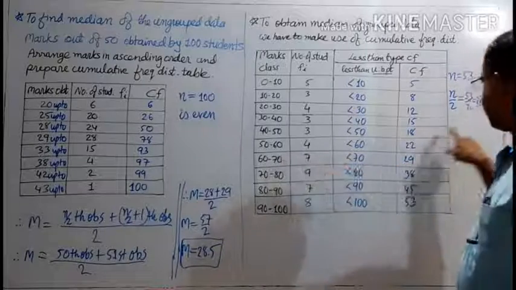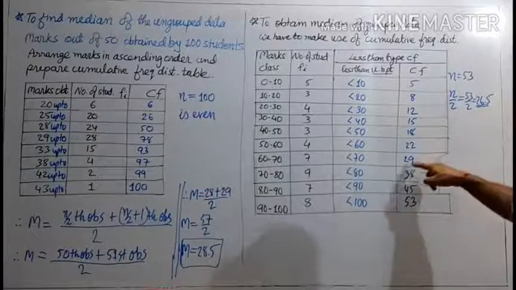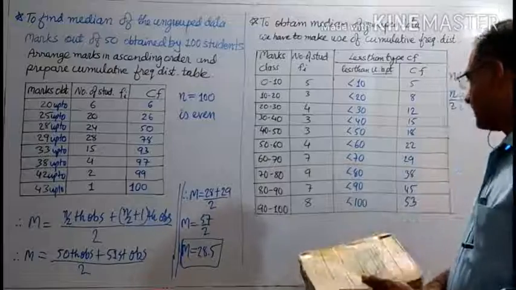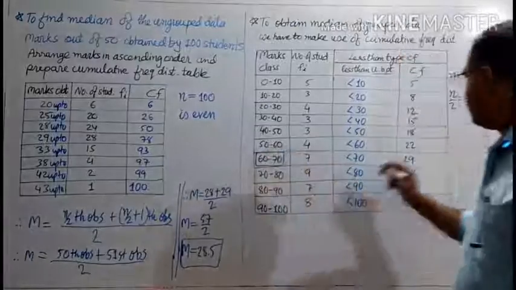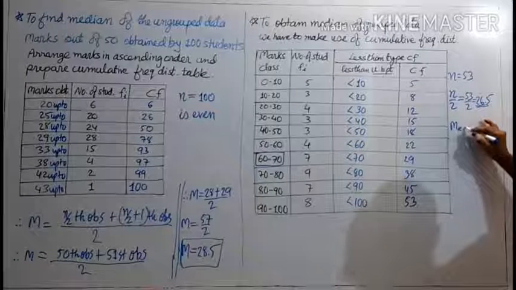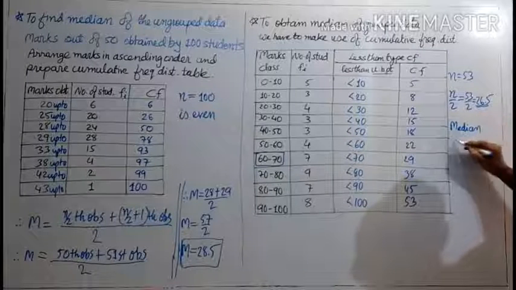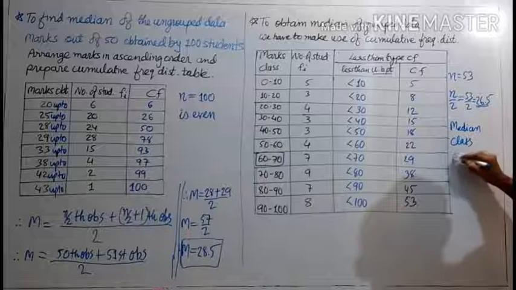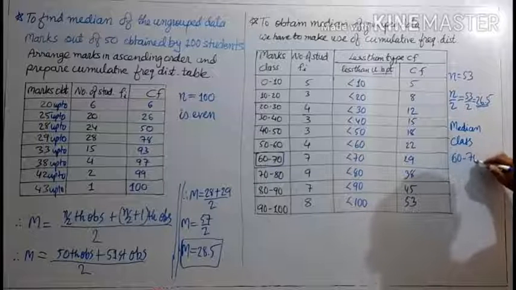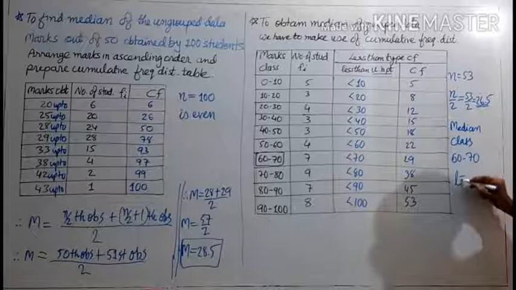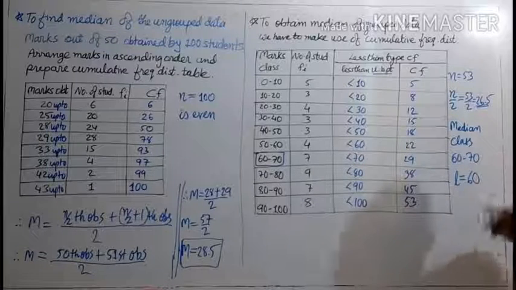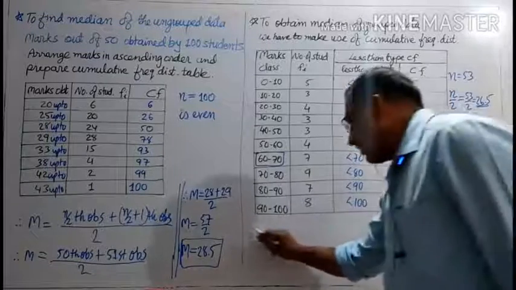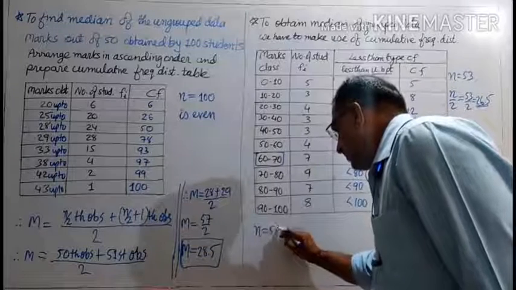So the students having score here, that is 26.5, that cumulative frequency lies in this class, and this is called the median class. So the median class is 60 to 70, and so L, what is L? That is the lower limit. Lower limit is 60. Okay, so here we got n is equal to 53.